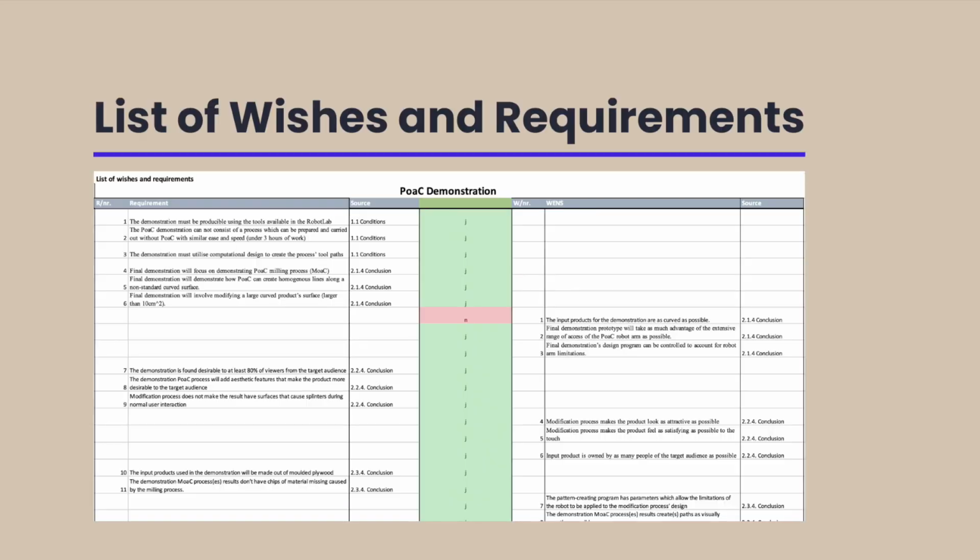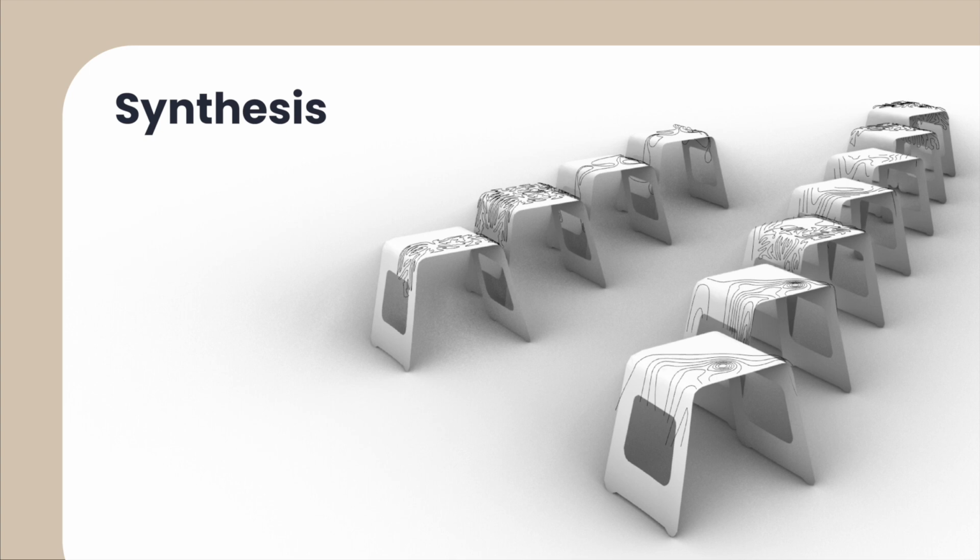Research resulted in a list of wishes and requirements, which will be used to assess the ideas and concepts generated in the following synthesis phase. In the synthesis phase, divergent research is done in the form of different ideation sessions, and concepts will be generated from them. Both sketch and computational design ideation were carried out in this project.